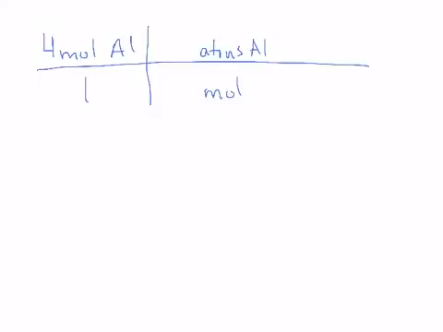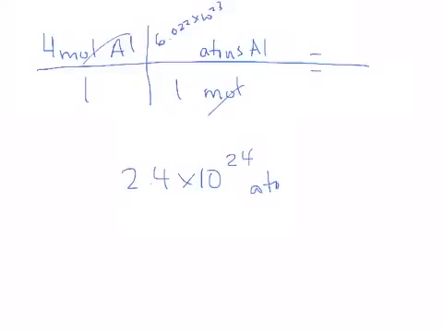So if you have 4 moles of aluminum in 1 mole, there's 6.022 times 10 to the 23rd. So that's called your conversion factor right there, that middle part. And so moles would cancel out, and your answer would be 4 times 6.022 times 10 to the 23rd, or 2.4 times 10 to the 24th atoms of aluminum.